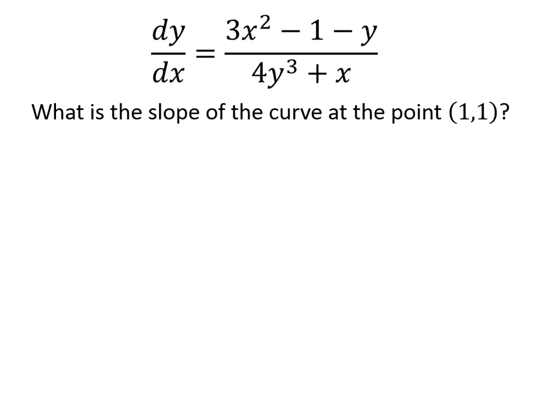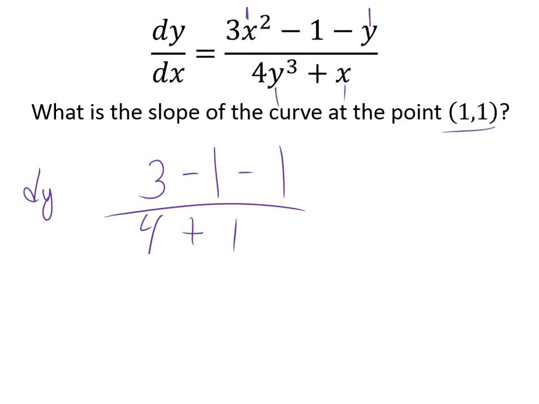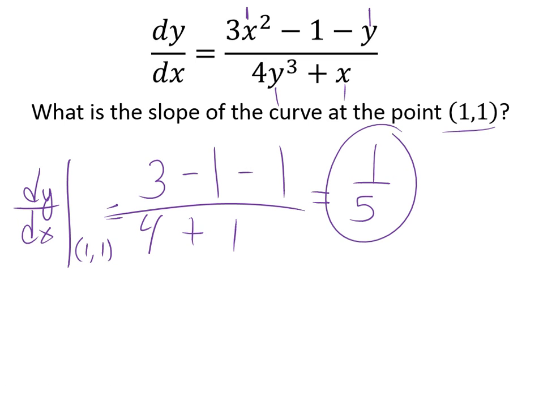So if this was our function and we wanted to find what is the curve at the point 1, 1, for the x's we're going to plug in a 1, and for the y's we're going to plug in a 1. Okay, so it would be 3 minus 1 minus 1 all over 4 plus 1. And this would be our dy dx at 1 comma 1. And that gets us a 1/5. And that would be our slope.